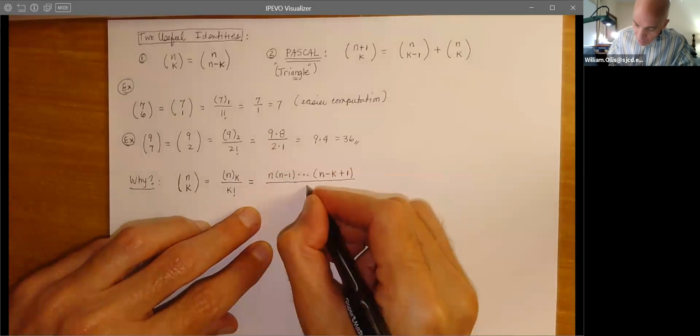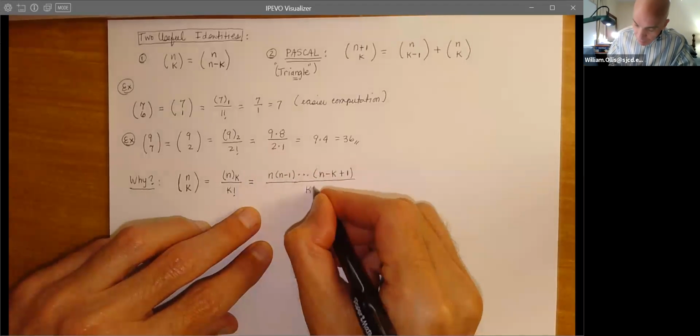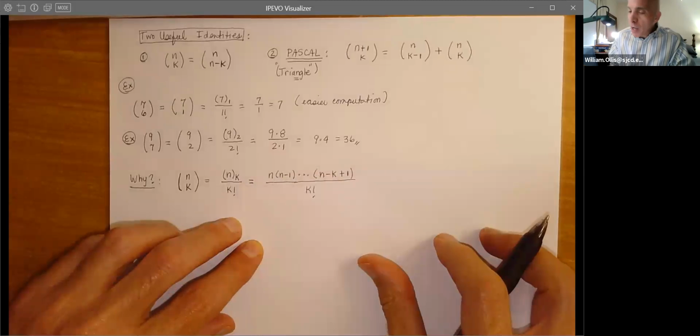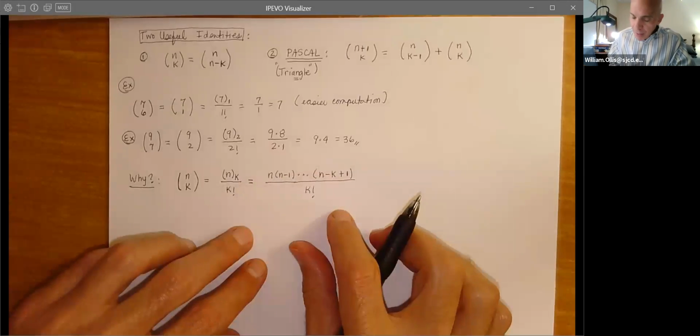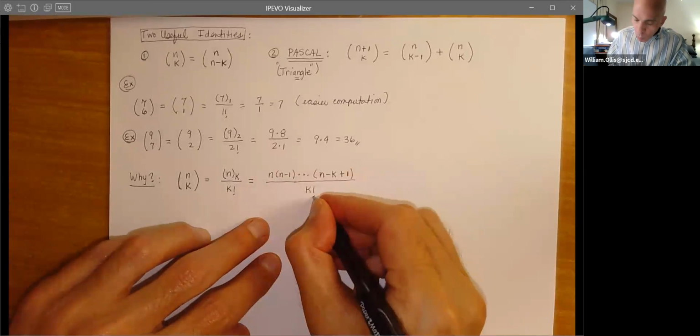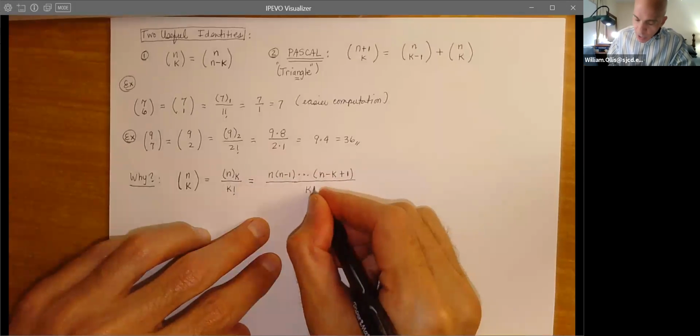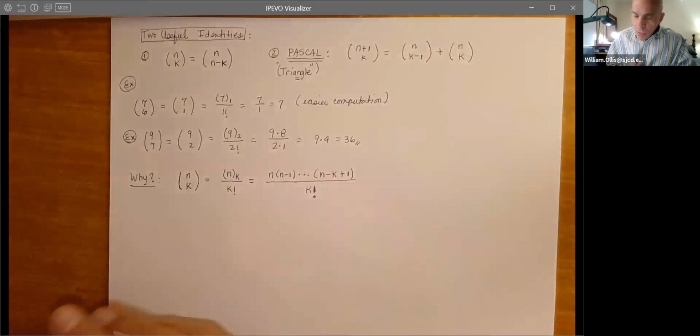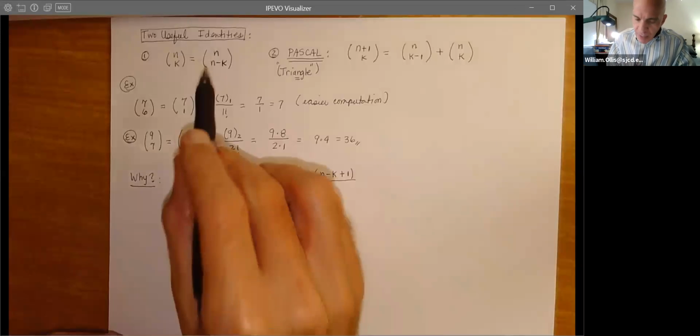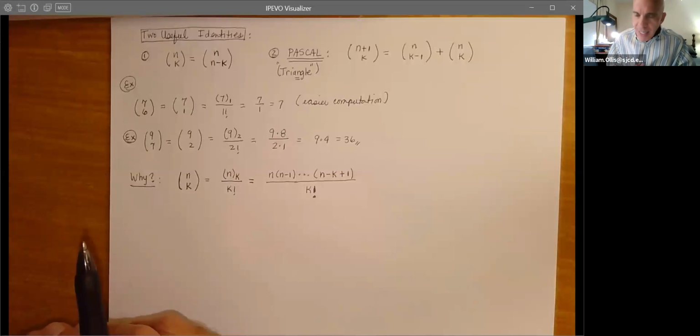And here we have what? K factorial. Now, when you look at this and you think about which one would be easier to remedy, so to speak, and to make simpler in the sense. So you're thinking if we want to get to here, we kind of need an n minus k factorial, right?